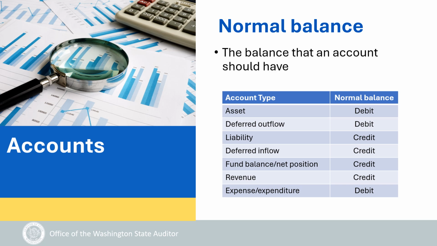Assets, deferred outflows, and expenses have normal debit balances. A debit transaction increases these accounts, but a credit will decrease it. Liabilities, deferred inflows, fund balance, net position, and revenue accounts have a normal credit balance. That means a credit transaction will increase these accounts, but a debit will decrease them.